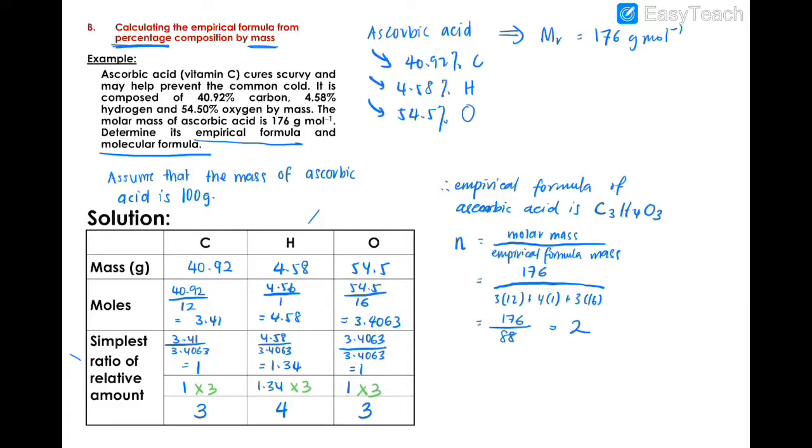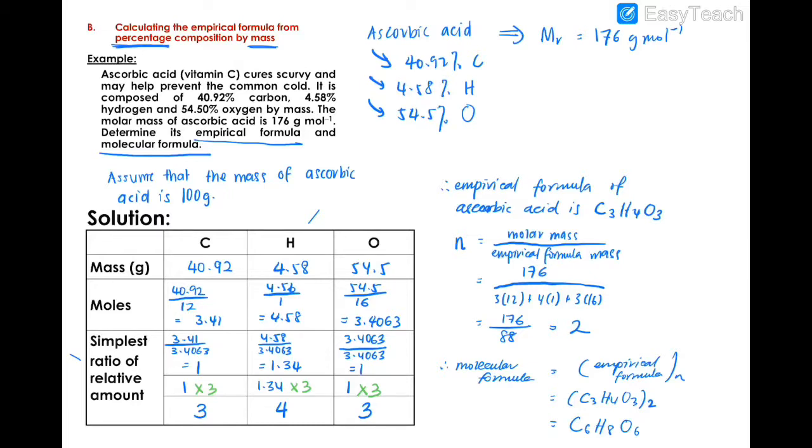Lepas tu, apa pula relationship antara molecular formula dengan empirical formula? So, we know that empirical formula dekat sini nak kena darab pula dengan n kecil. Mana datang n ni? n tadi kita dah cari. So, C3H4O3, which is the empirical formula, darab dengan 2. So, now your molecular formula is C6H8O6. Dan kita dah jumpa dah empirical formula and also molecular formula.